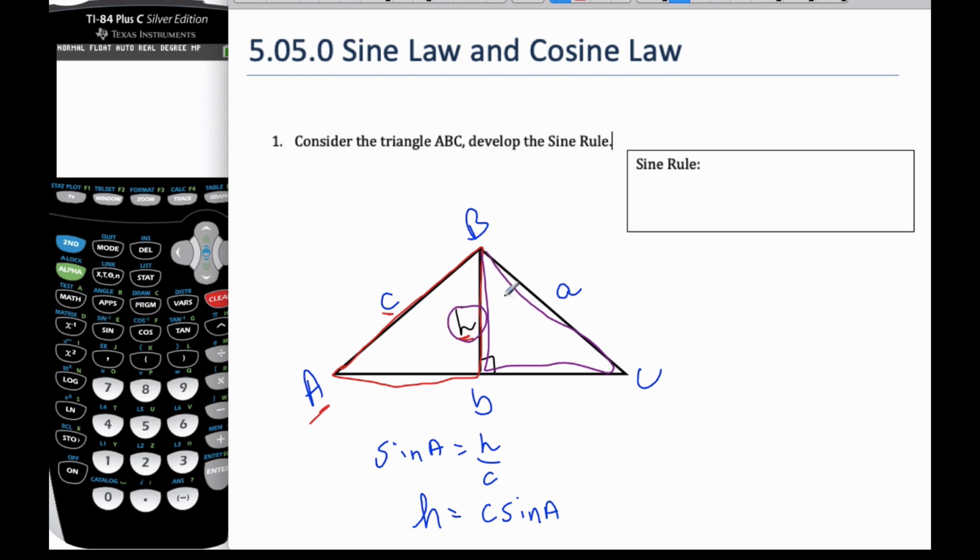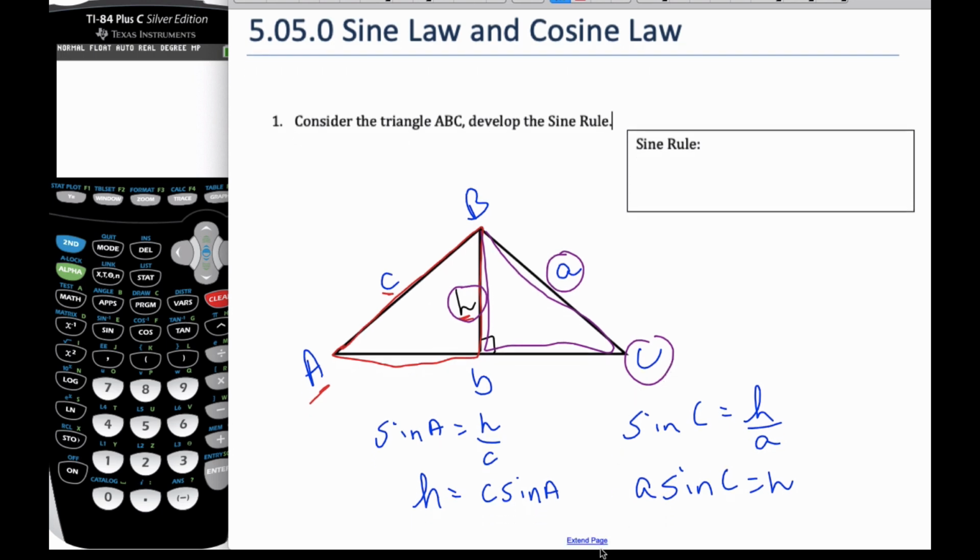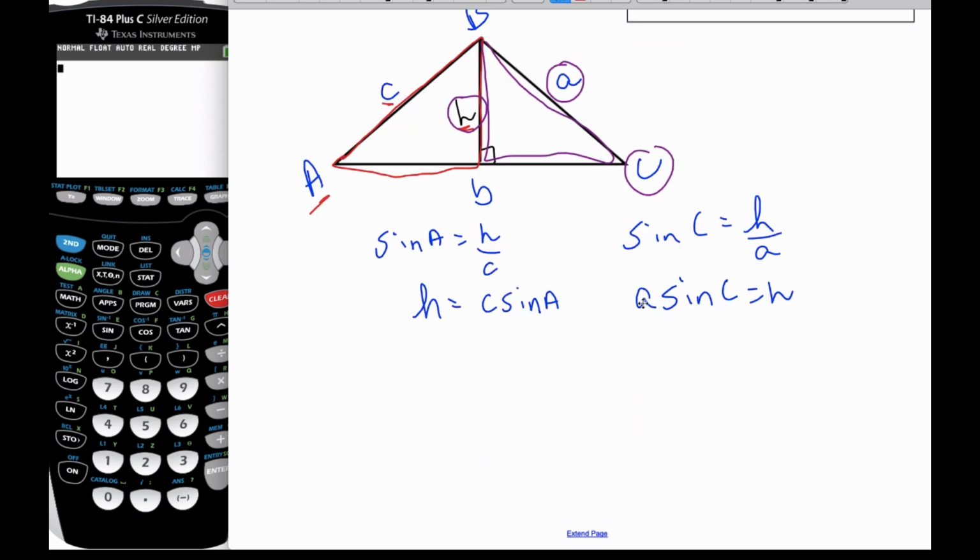Again, we're going to look at H, A, and angle C. Now the sine of C is equal to H over little a. Multiply through by A on both sides, and I get A sine of C is equal to H. Well, I know that H is equal to this, and it's equal to this, so they are equal to each other. So I can say C sine of A is equal to A sine of C.